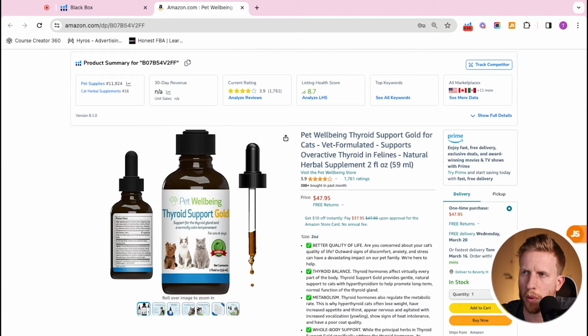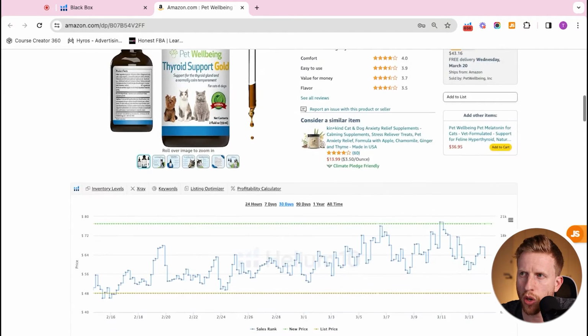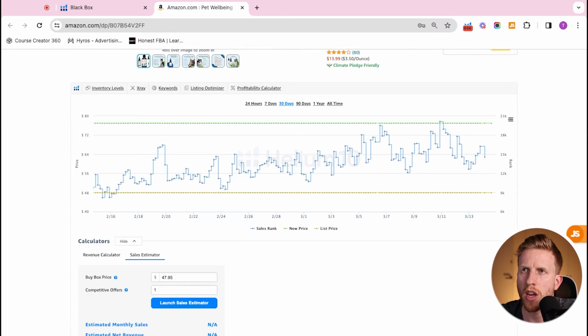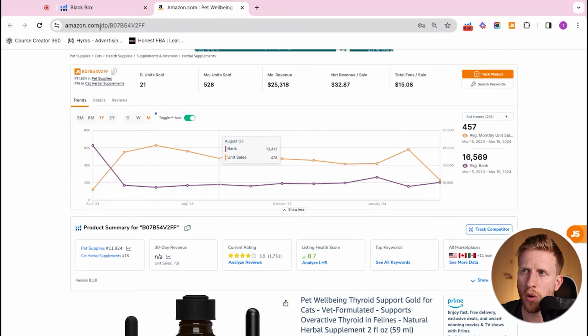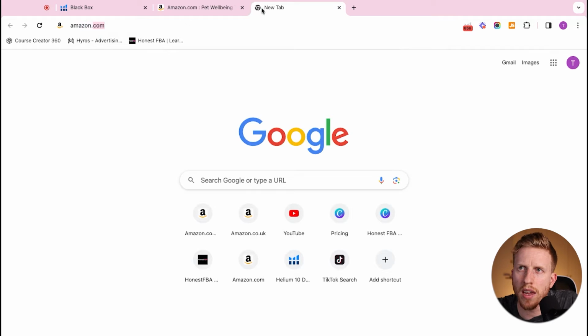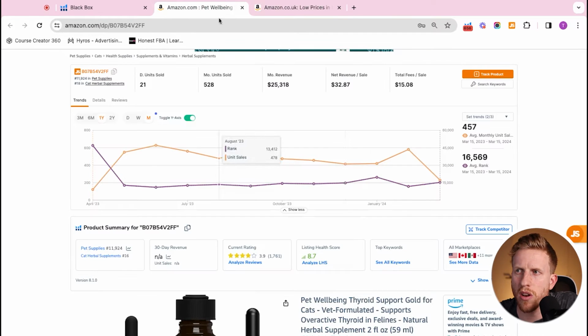So this is a pet supplement. I will admit the pet supplement space has become very, very competitive. You've got some huge, huge brands in here, but you might find this product in the US that's doing $25,000 a month. Then you might head over to the UK and you might see that it's actually not that competitive. So I'm going to put well-being, thyroid support for cats is what I'm going to find.